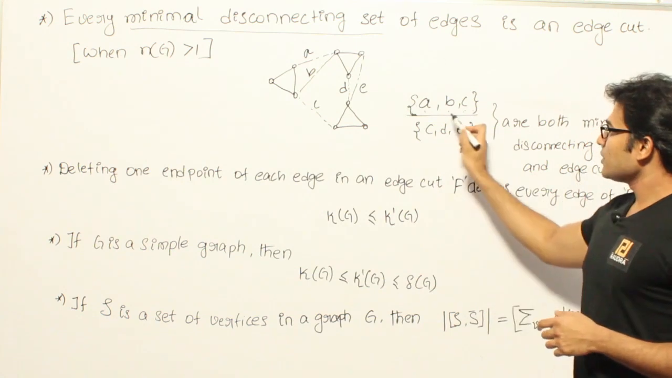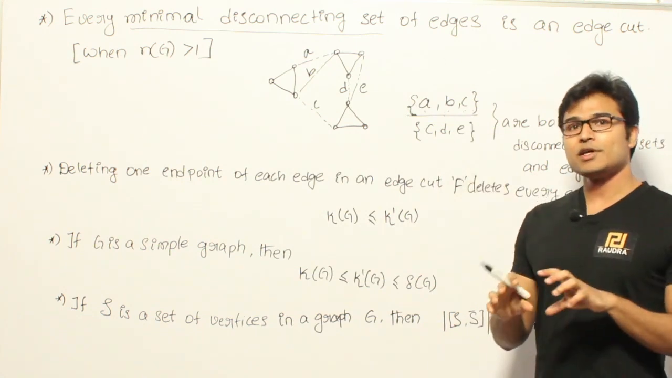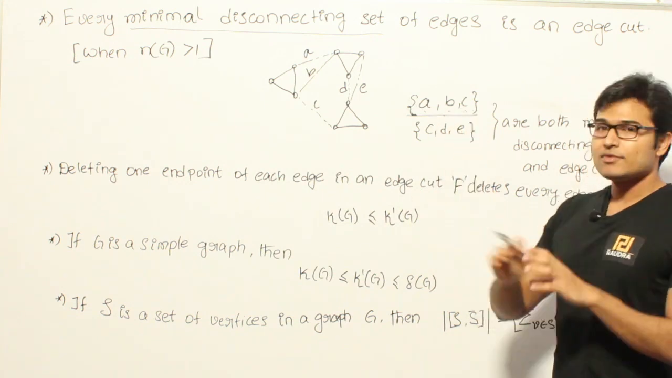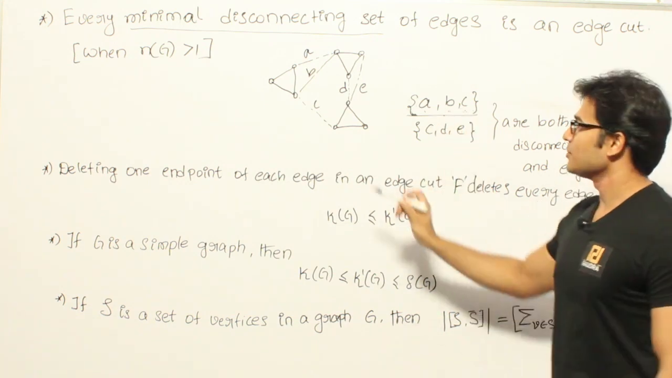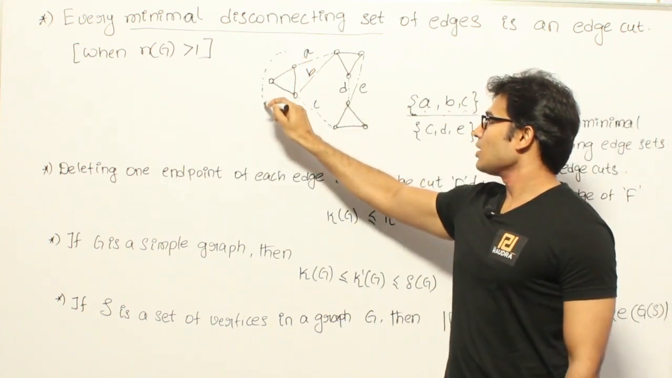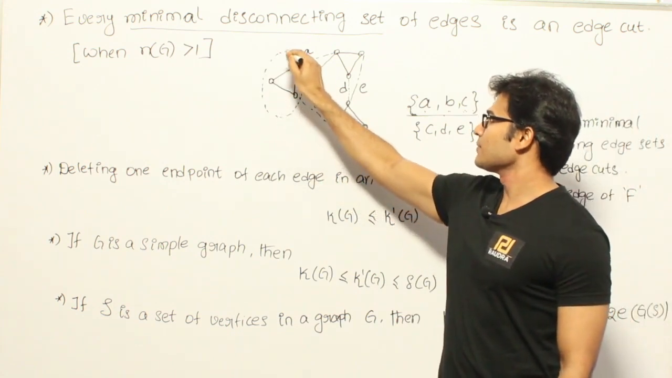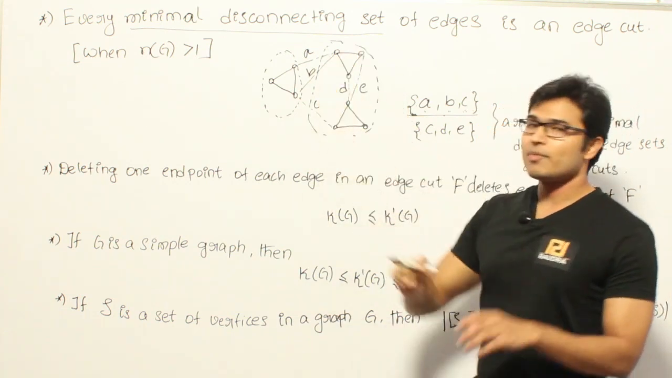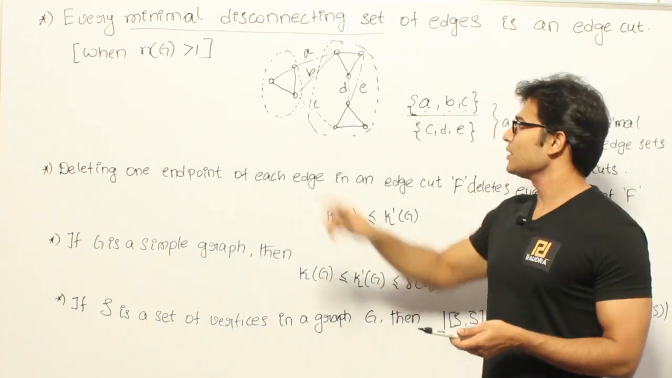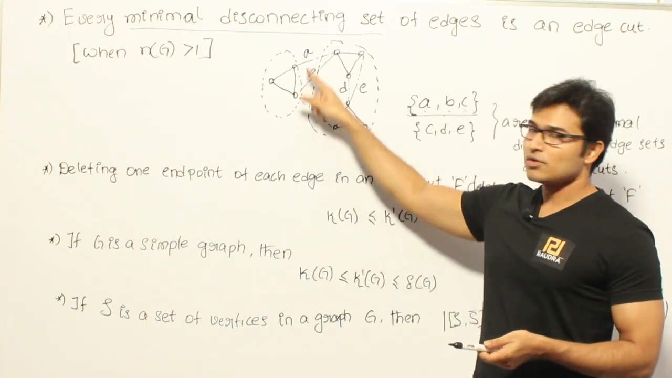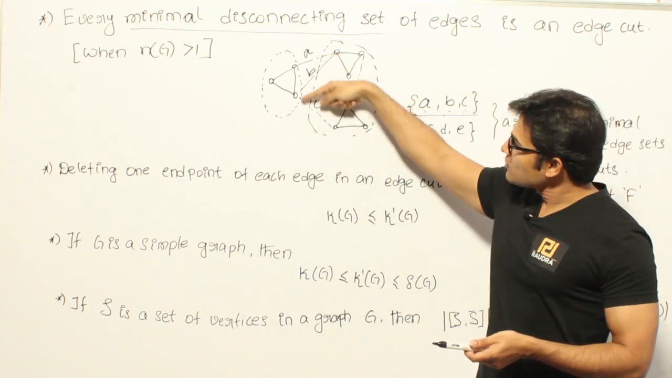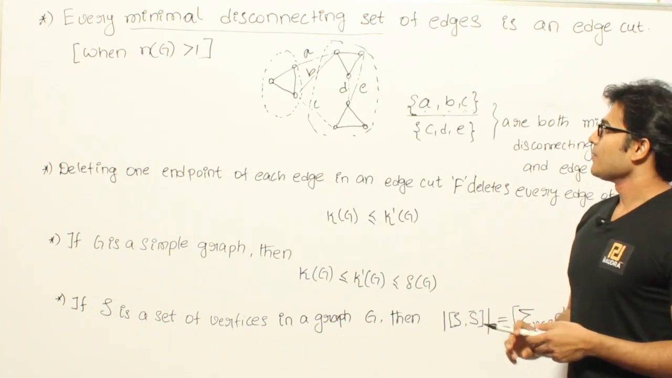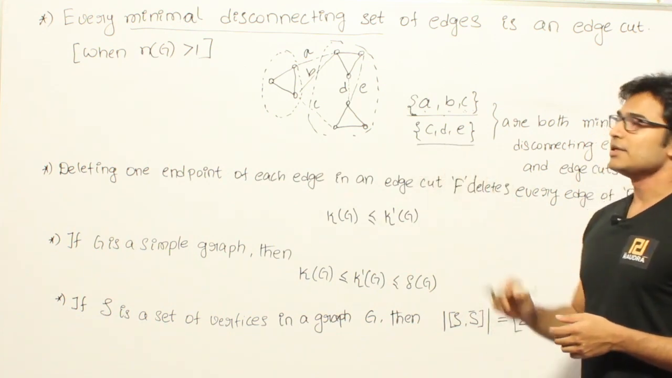Now based on this minimal disconnecting set, you should be able to divide the graph into 2 parts in such a way that only these edges will be crossing over these 2 sets. For example, you can put all these 3 vertices in one set and the remaining vertices in the other set. Now what do you see? We are able to partition the vertices into 2 sets in such a way that only these 3 edges are crossing over. Therefore, you can also call this the edge cut. Got it? Okay.